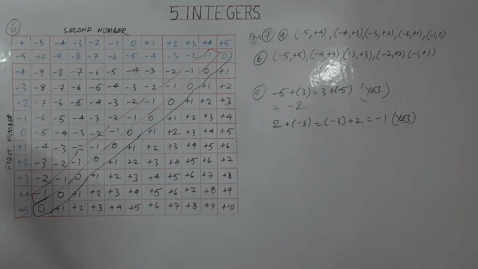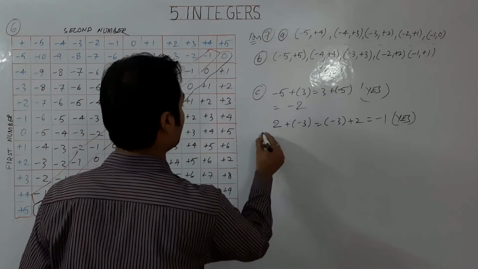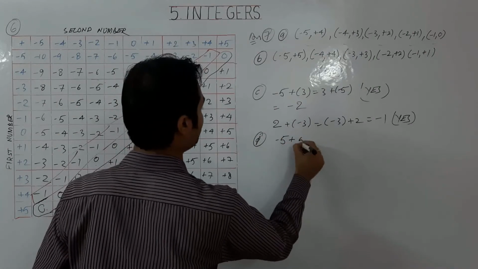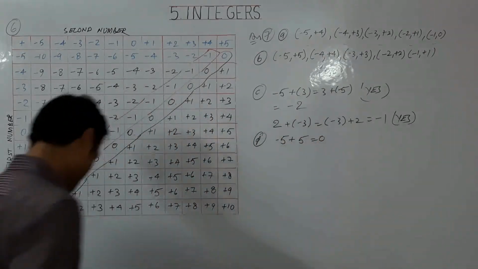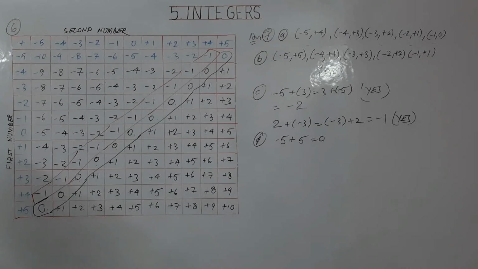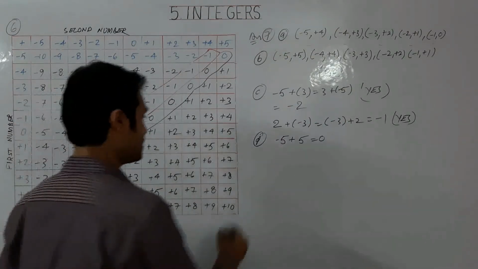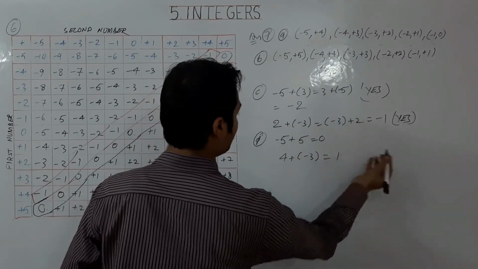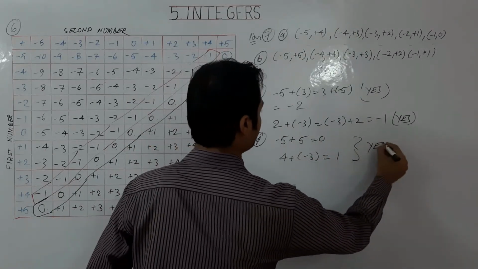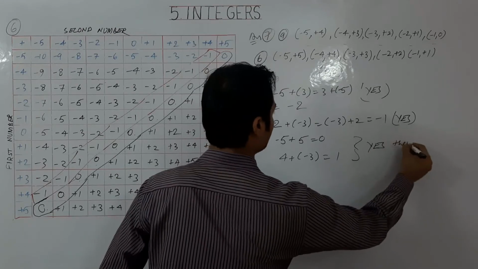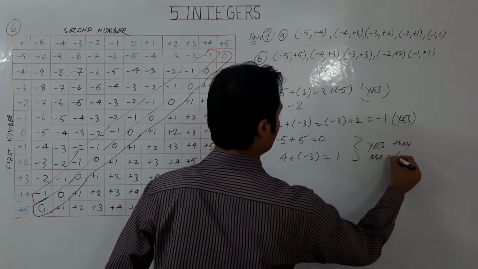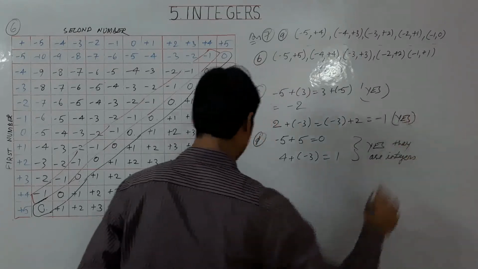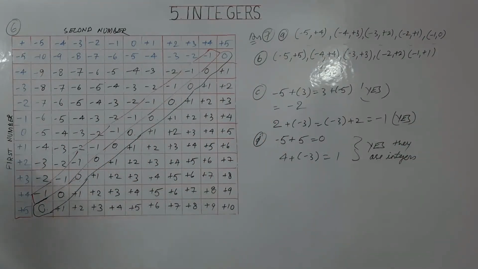Then part D: is minus 5 plus 5 an integer? Minus 5 plus 5 is 0. Yes, 0 is an integer. Is 4 plus minus 3 an integer? 4 plus minus 3 is 1, and 1 is also an integer. So yes, both are integers.